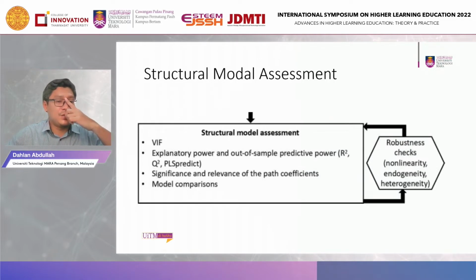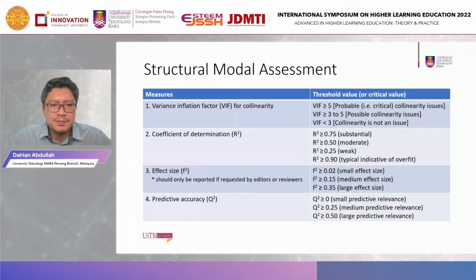Structural model assessment is used to test our hypotheses, whether they are supported or not. Basically, these are the measures that we need to determine for structural model assessment: for collinearity, VIF. To show explanatory power, we can use R square. For predictive power, we can see predictive relevance or Q square and PLS predict, the newly developed measure. We also present the path coefficient and the significance of the study. And if we want to do model comparison, we can use the model comparison approach later.